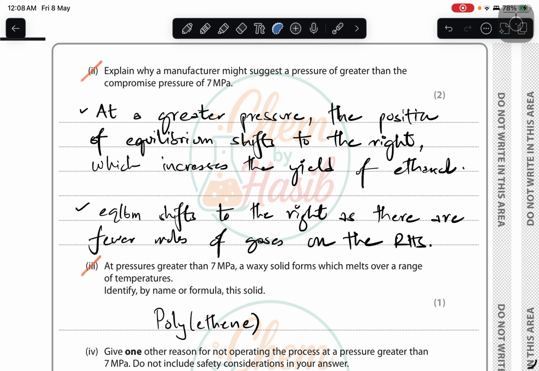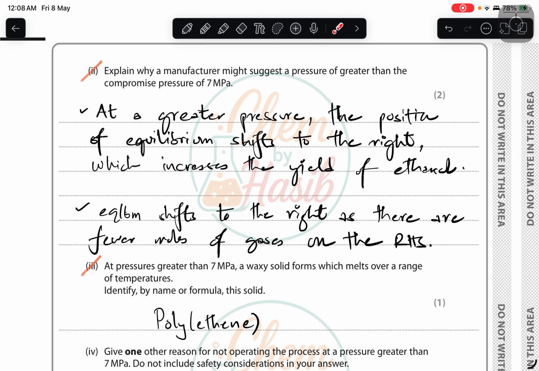And why does the equilibrium shift to the right? Because there are fewer moles of gases on the right hand side. So an increase in pressure shifts the equilibrium to the right, as there are fewer moles on the right hand side. At pressures greater than 7 megapascal, a waxy solid forms which melts over a range of temperature.